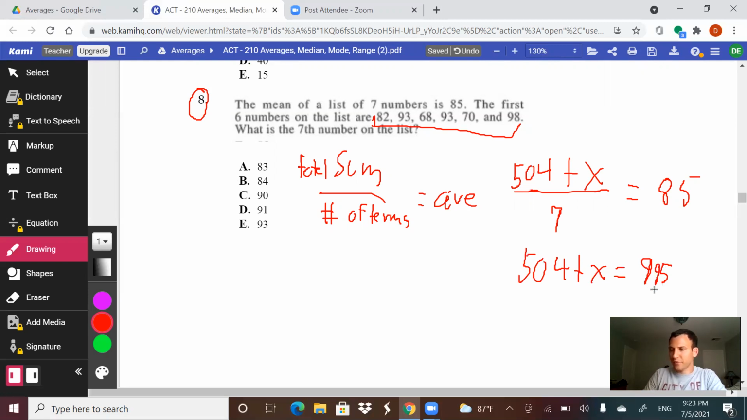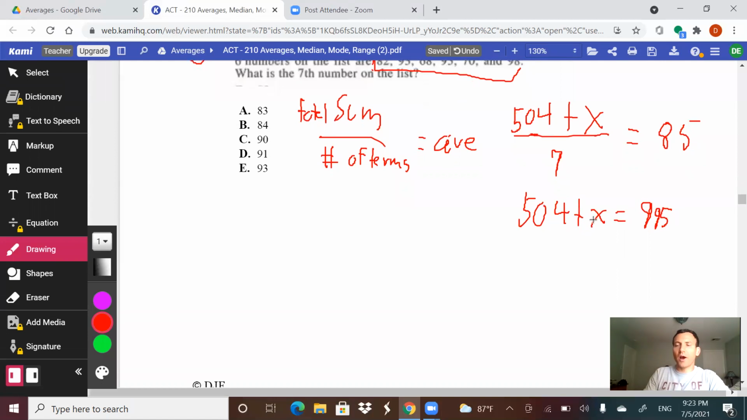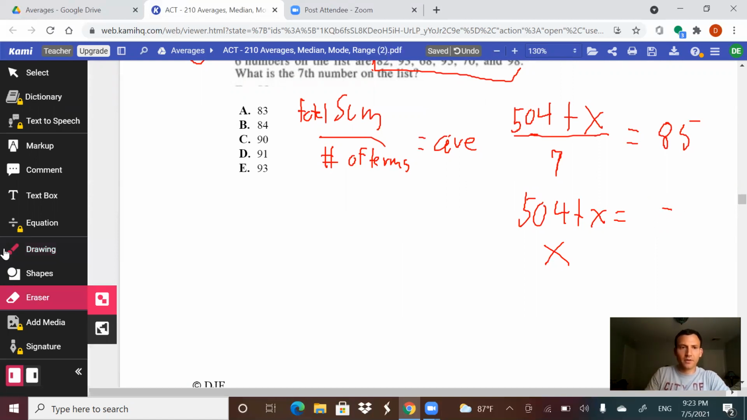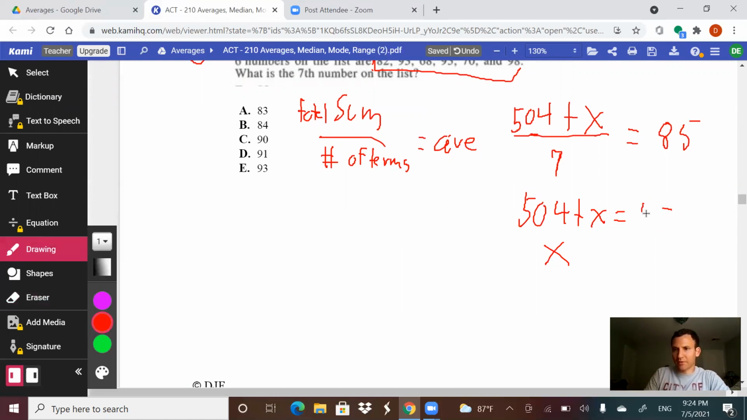595. So if we isolate x, I said 995. I thought that looked weird. Sorry about that. You're probably shouting at the screen. There we go. Okay, so x is going to be 91. And that's D. All right, let's move on to the next one.